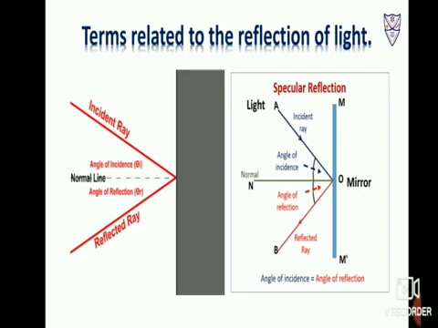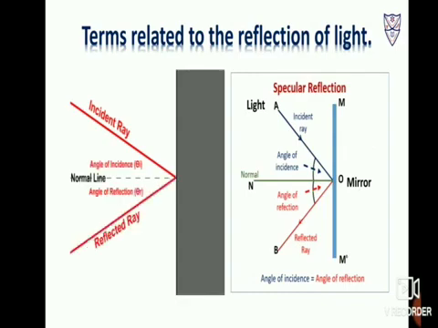Next is the angle of incidence. The angle which the incident ray makes with the normal at the point of incidence is called the angle of incidence. So AON is the angle of incidence. Last is the angle of reflection. The angle which the reflected ray makes with the normal at the point of incidence is called the angle of reflection. So NOB is the angle of reflection.